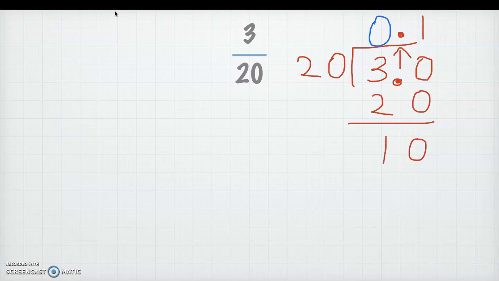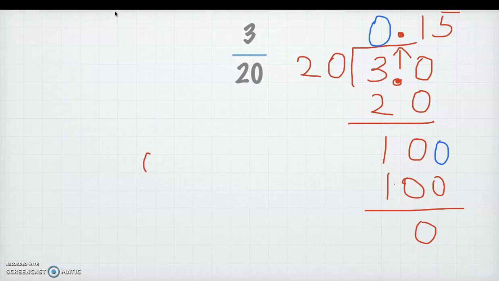But I don't want a remainder, so I'm going to annex a 0. And I'm going to keep dividing. How many times can 20 go into 100? That'll be 5 times. 5 times 20 equals 100. And my remainder is 0. That means 3 over 20 as a decimal will be 0.15.